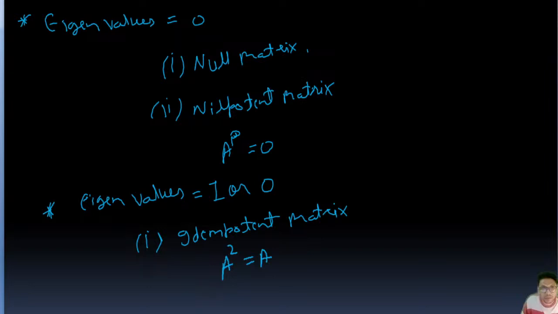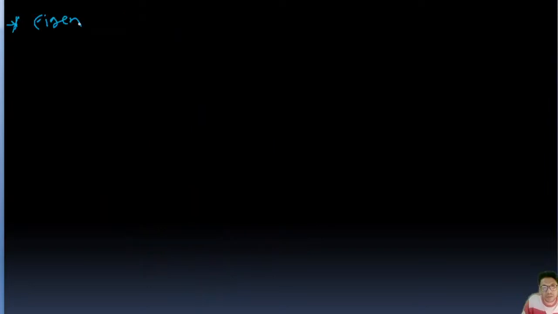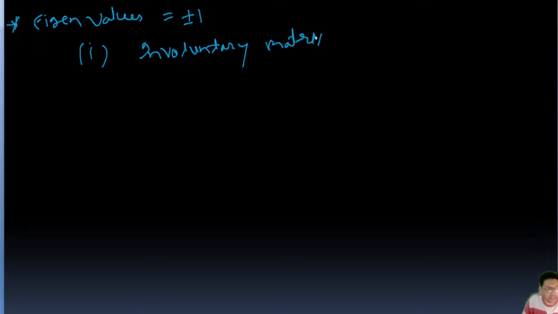Next is eigenvalues, very important properties, guys. Eigenvalues equal to plus or minus 1. For an involutory matrix, the eigenvalues are going to be plus or minus 1. The definition of an involutory matrix is that A squared, the square of the matrix, is the identity matrix. For this, lambda is going to be plus or minus 1.